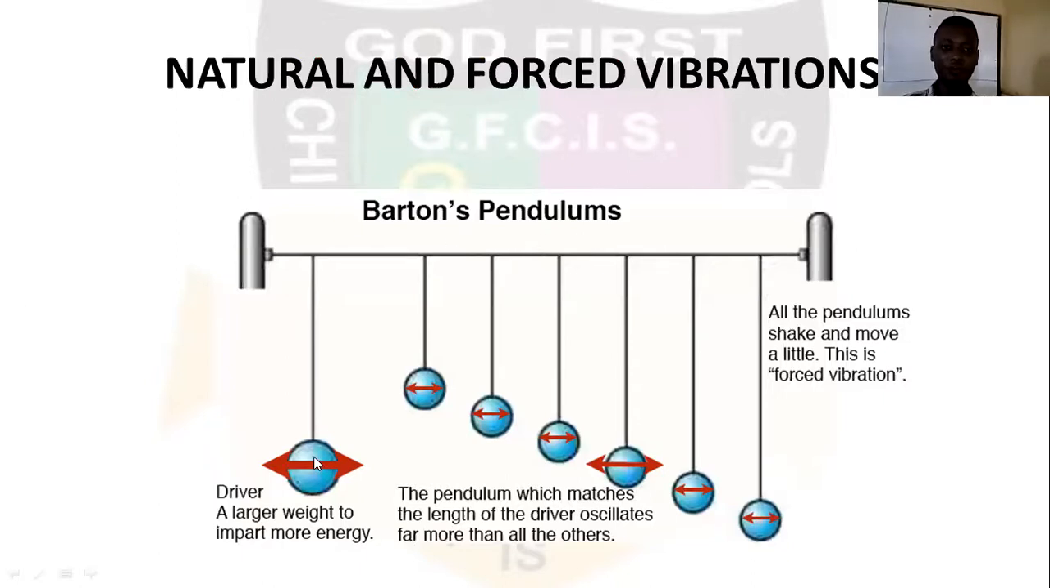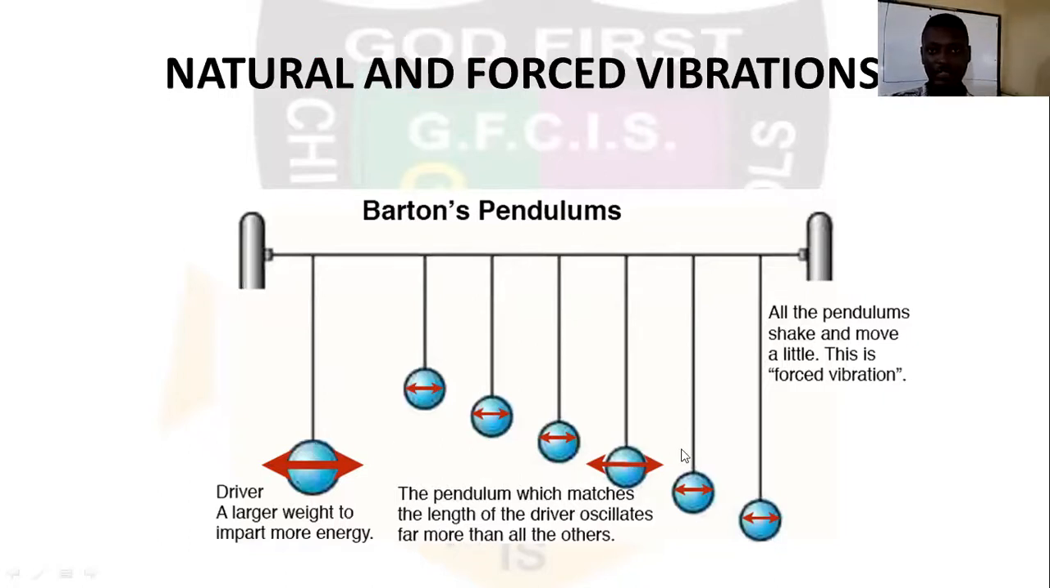This is a pendulum bulb with what? With a large mass. Compare with other pendulum bulbs. But you will notice now that the length of each thread is different. So the one that has the same length of thread as the driving force will hit this other one. And when it matches this, what happens? Okay, let's read this. The pendulum which matches the length of the driver oscillator oscillates far more than all the others.